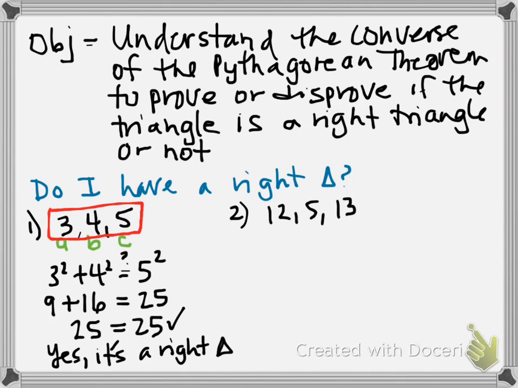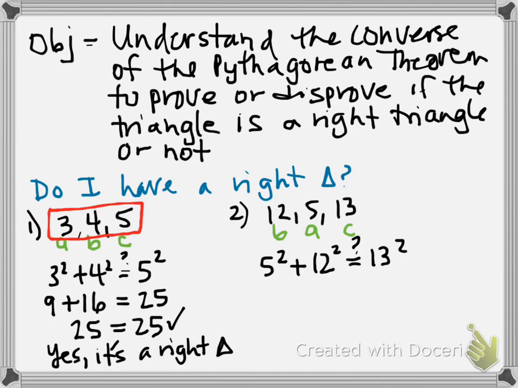Okay, we're going to test that out. So who gets to be A in this problem? 5. Okay, and who gets to be B? 12. And who gets to be C? 13. So the key is, let A be the smallest, let C be the largest, and the leftover is your B. Easy as that. So we'll plug those numbers into Pythagorean theorem. A squared plus B squared, so that's 5 squared plus 12 squared equals C squared.